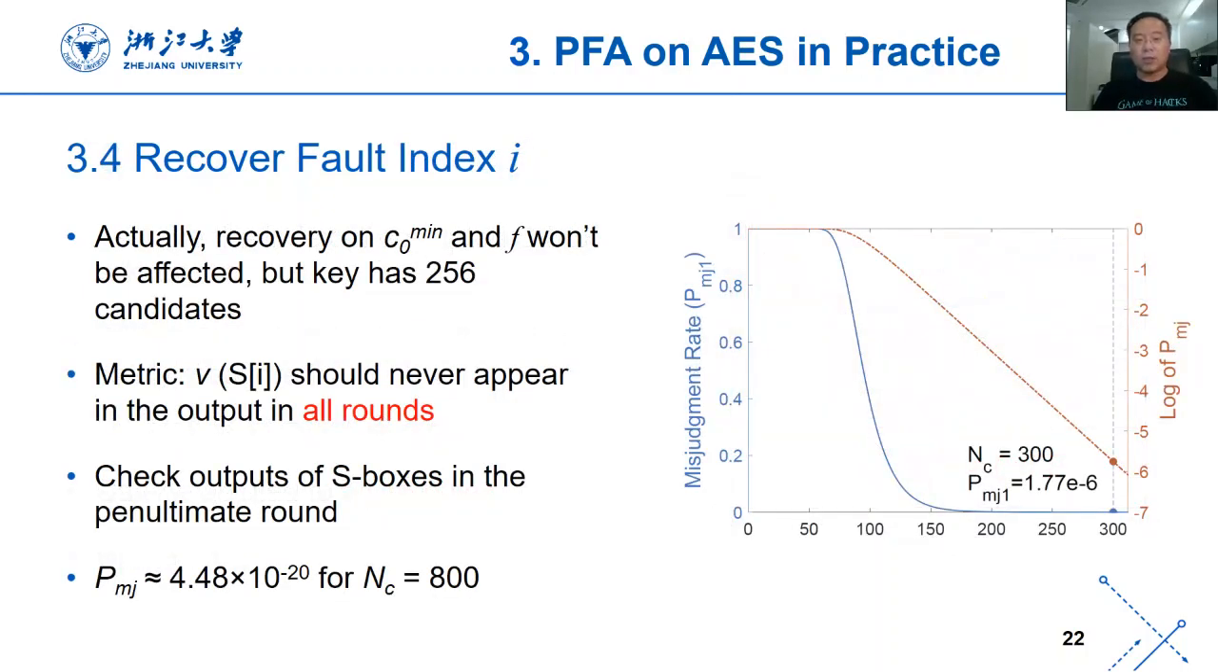Next, how to recover the fault index I? This is sort of complicated, so please read our paper. But the key point here is that if the fault index is unknown, the adversary has to either do an exhaustive search or find a tricky way. To find the correct fault index among the 256 candidates, the trick is that for the correct I, the original value of the faulty element will never appear in the output of the S-box. And this property holds for all the S-boxes in all rounds. With this metric, the fault index I can be easily recovered with hundreds of ciphertexts, and the misjudgment rate is still very low.